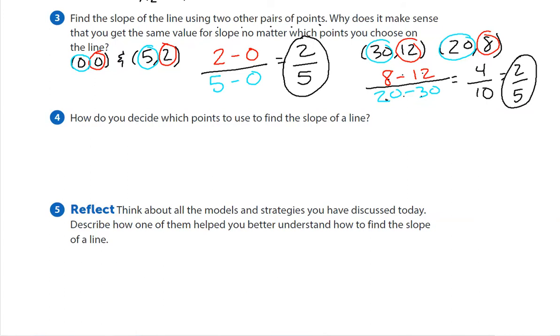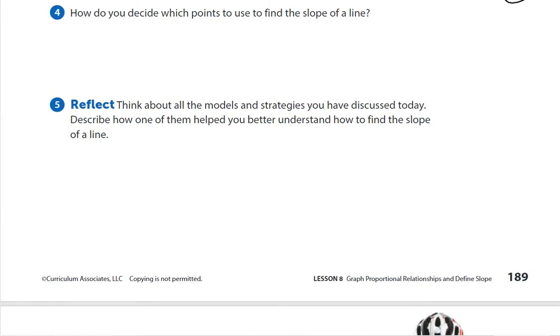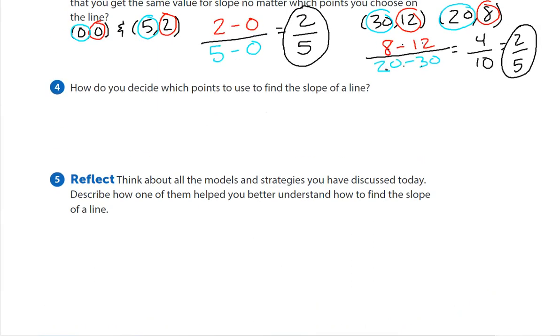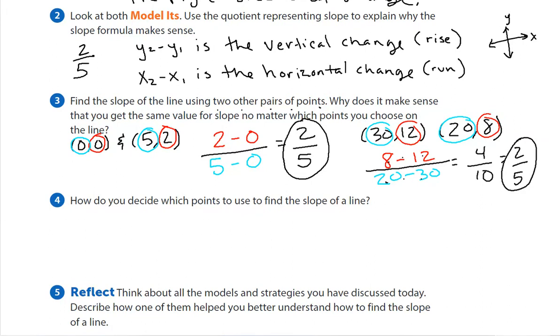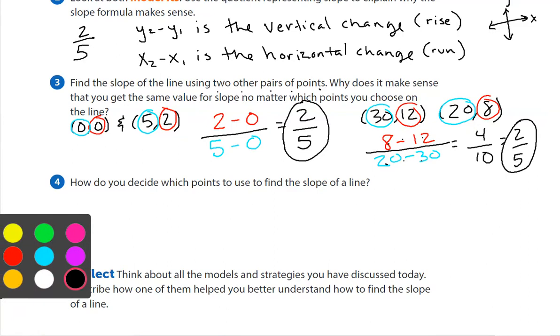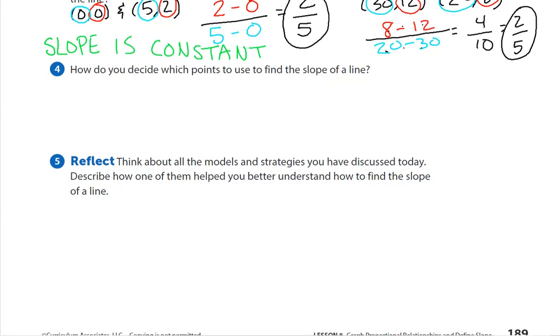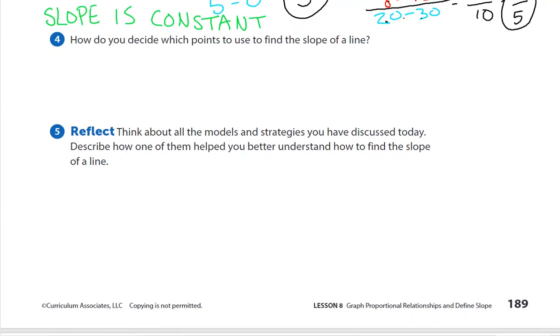That was the beginning of 7th grade, if you had me for 7th grade. Number 4. Oh wait, did I answer all the question? Why does it make sense that you get the same value for a slope no matter what points you choose on the line? Can you guess what I'm going to put? Slope is constant. This answer is a mess, but it's accurate. If I was grading this page, I would go cross-eyed, but it's accurate.